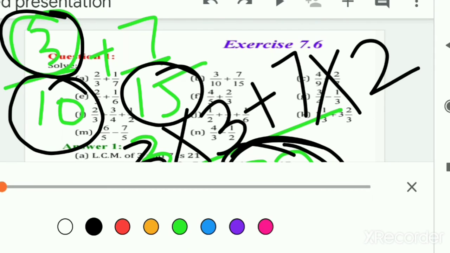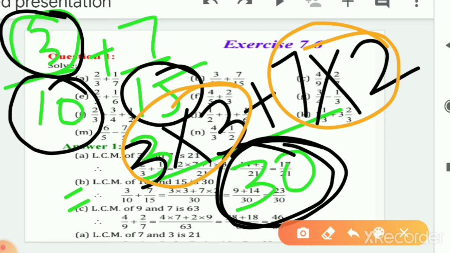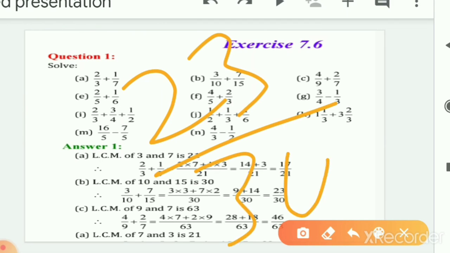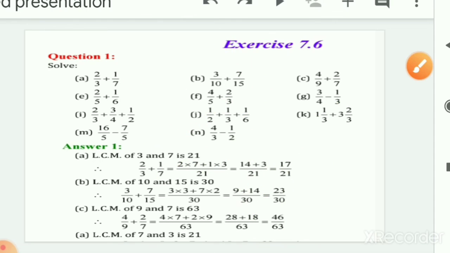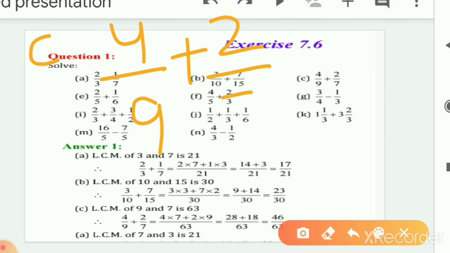So 3 3 ja 9. 9 plus 14 is 23. So we have the answer 23 by 30 as a fraction of the second question. Now moving to the C part, that is 4 by 9 plus 2 by 7.